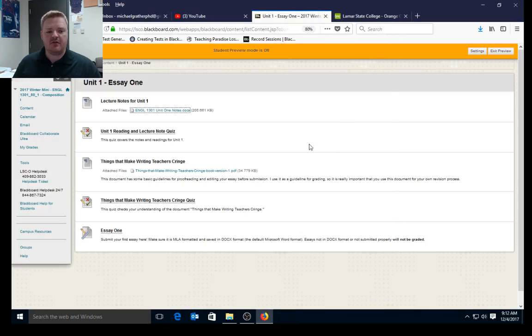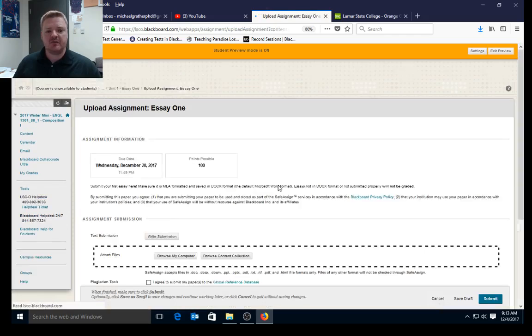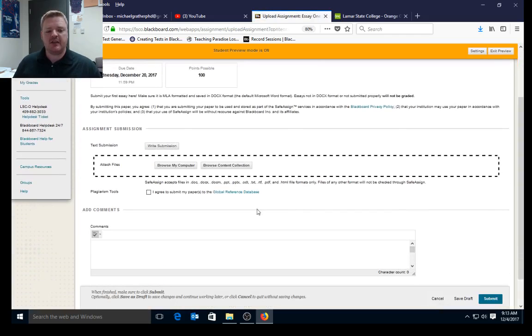Then, after you've read the notes, there's a quiz. There's another document in this one. Not all of the units have another document, but there's a document here I want you to look at, and there's a quiz related to that. And then there's the Essay 1 submission. When you get ready to submit the essay, you'll just save it to your desktop as a docx, and then you'll drag it to this here, and you'll agree to submit your paper to the Global Reference Database, and you'll click Submit, and then you're done with that unit.